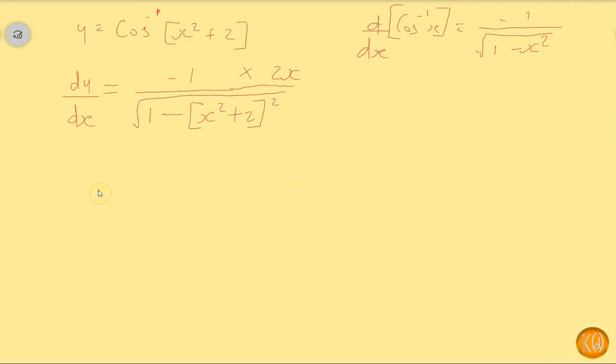Therefore our dy dx should be -2x upon the square root of 1 minus x squared plus 2 all squared.